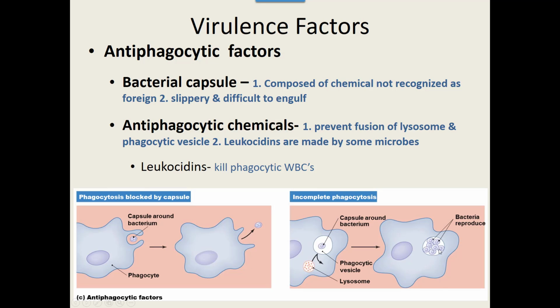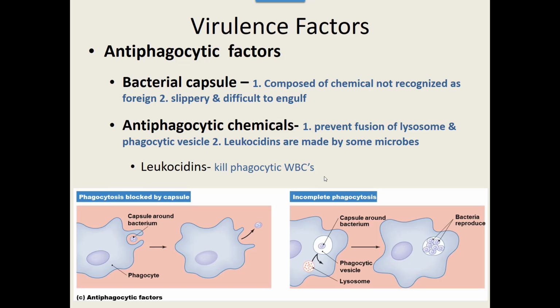Also, there are some microbes that can make what are called leukocidins, which just means it's a chemical that can kill phagocytic white blood cells. If you know that these phagocytic white blood cells are after you, well, they've made chemicals to then damage and destroy them.